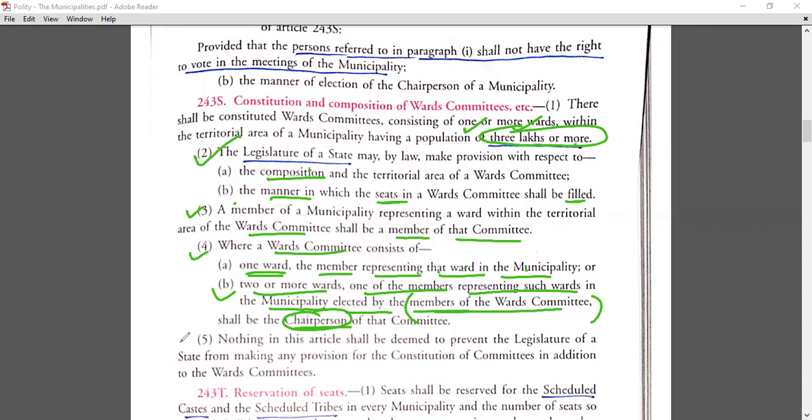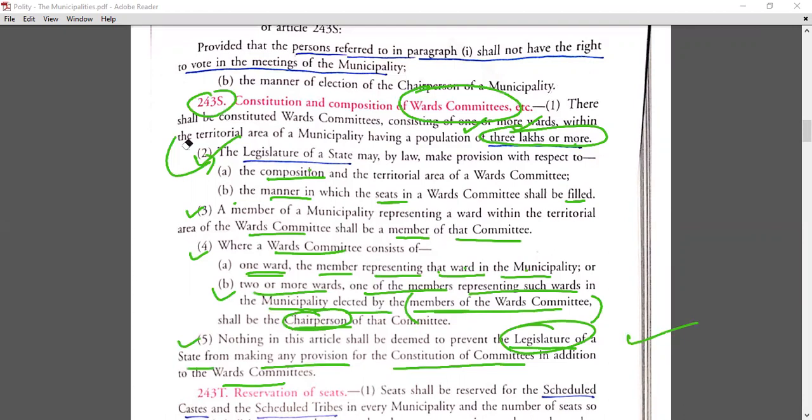Now, the last clause, fifth: nothing in this article shall be deemed to prevent the legislature of a state from making any provision for the constitution of committees in addition to the ward committees. It means ward committees' composition and constitution is mentioned in article 243S, and the power has been given to the state legislature. But apart from this, any other committees, if they have to be made, yes, they can be made. There is a provision in the constitution, but who can make it? It is again the legislature of the state.